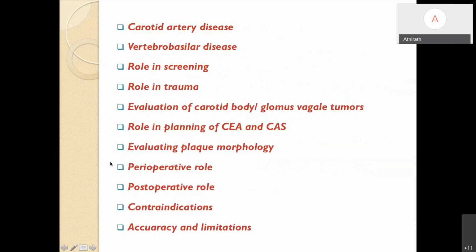All the 5 imaging modalities which I have told you will be discussed under these side headings, and these are the various indications for them. The first one will be their indication in coronary artery disease, vertebrobasilar disease, role in screening, role in trauma, and role in the evaluation of carotid body or glomus vagal tumors. How they play a role in planning of surgical intervention, evaluating plaque morphology, their perioperative and postoperative role, and their contraindications with accuracy and limitations.